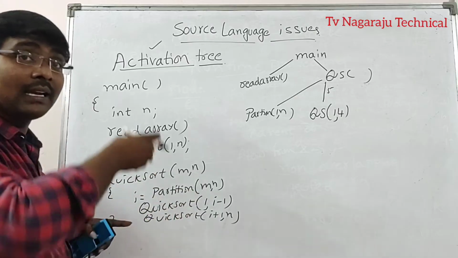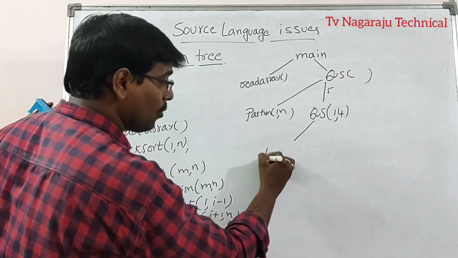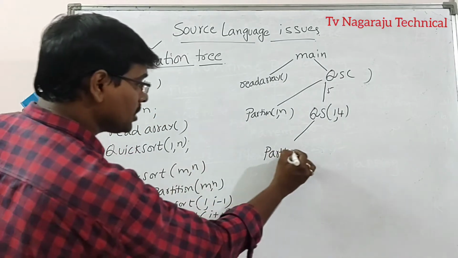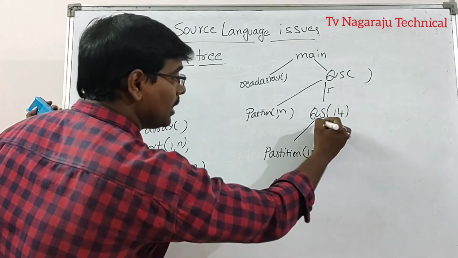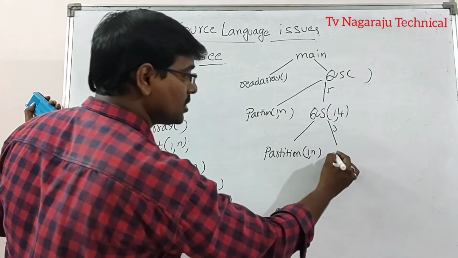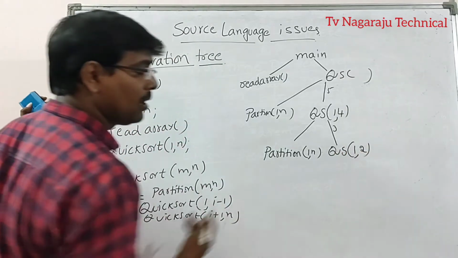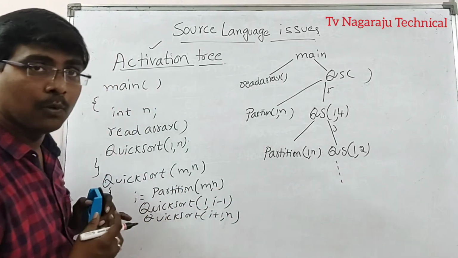Now this one is called recursively. Again it calls the quicksort method. Again, what is the first step? Again it calls the first step, partition of some 1 comma n. Suppose it returns, assume n value is equal to 3. Again it calls quicksort of 1 comma 2. Now, this is repeated multiple number of times.